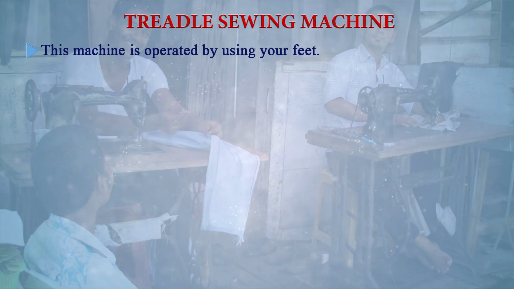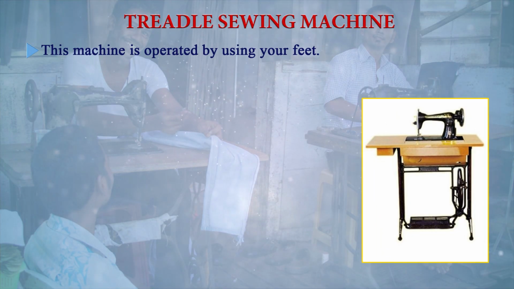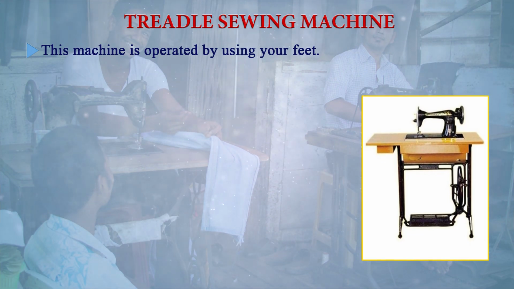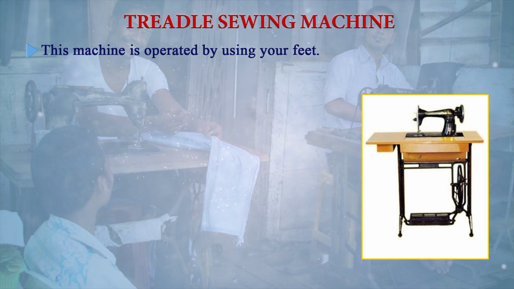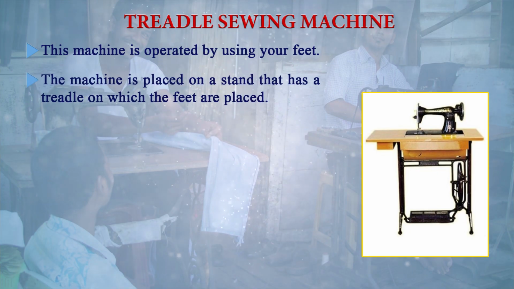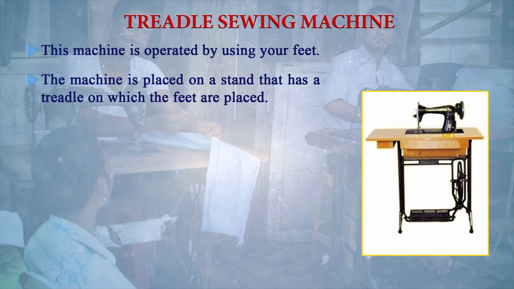Then the second type of machine we have, and we have also seen this at the tailor's place. This is the treadle sewing machine. Why is it called the treadle sewing machine? Because this machine is operated using your feet. It is a type of hand machine only, but it is operated by the feet. This machine is placed on a stand, as you can see in this picture.